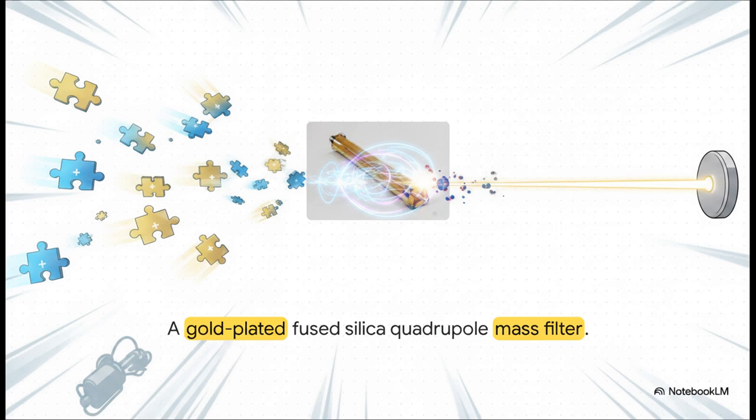This quadrupole uses 4 parallel rods that apply incredibly precise radio frequency and direct current voltages to create a dynamic electric field, and this field acts as a highly selective filter. It continuously varies the voltages to sort the ions based strictly on their mass-to-charge ratio, which we call m/z. Ions with the right m/z fly straight through to the detector, while ions with unstable oscillations strike the rods, get neutralized, and are just swept away by the vacuum pumps.